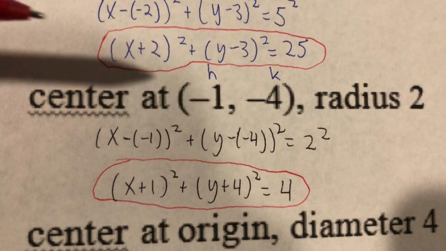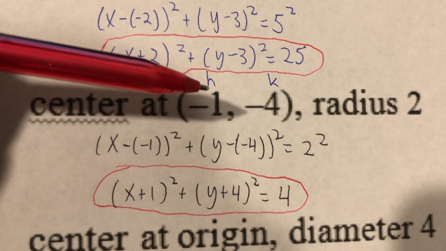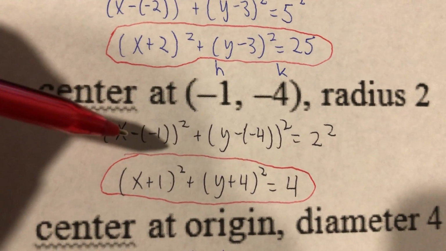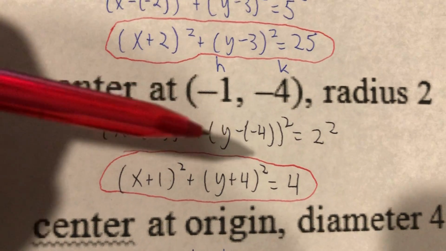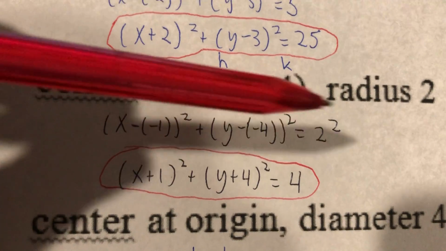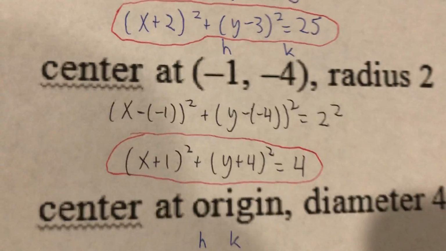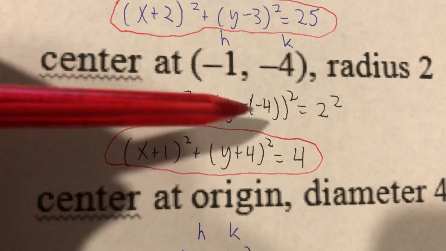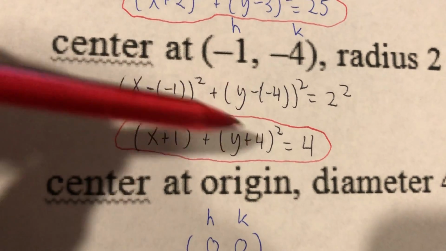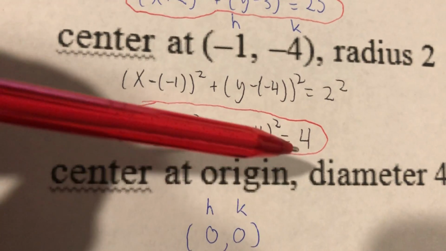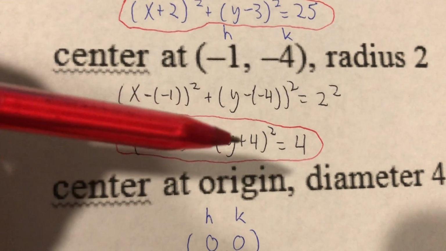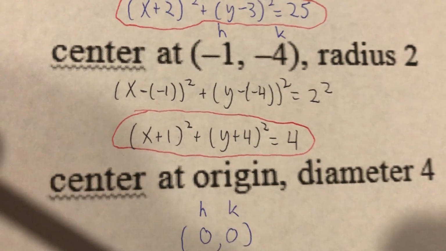Now again, same process for the next one. I'm just going to label my first coordinate h, my second one k, and plug right in. So we have x minus -1 squared plus y minus -4 squared equals our radius 2 squared. Now this time around, we have the subtracting a negative happening twice, so we're going to change those into positives. We're going to square out that radius, and then the final equation is going to be x plus 1 squared plus y plus 4 squared equals 4.